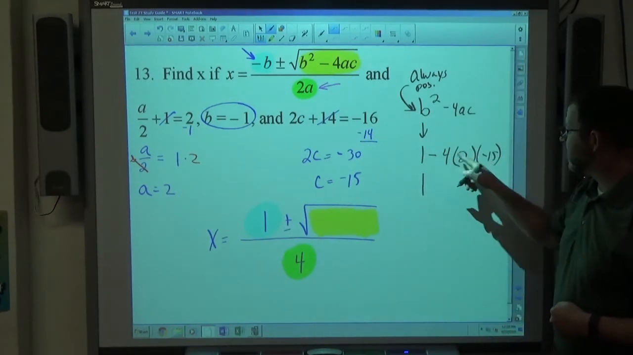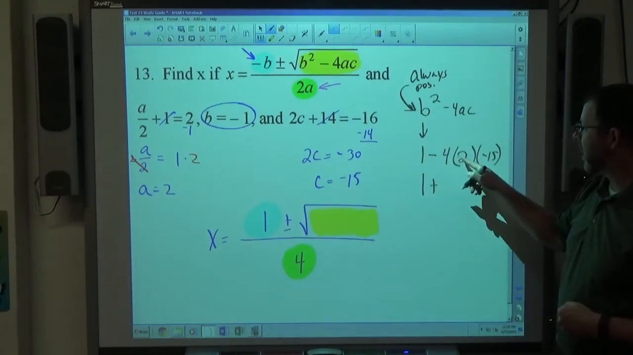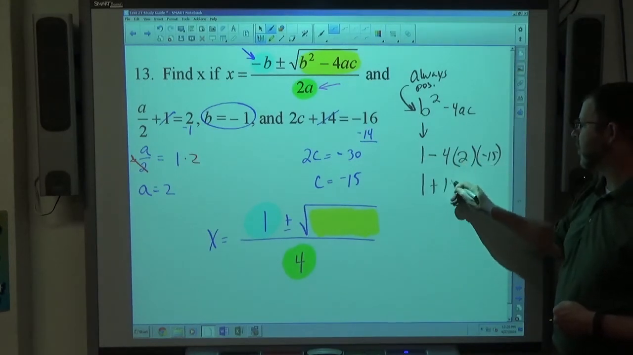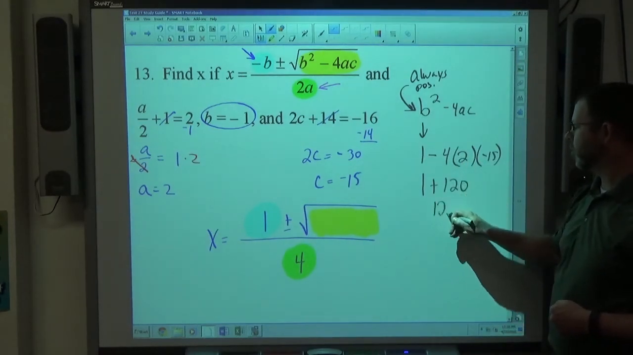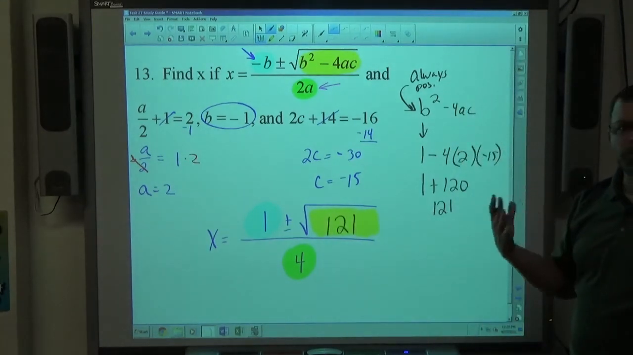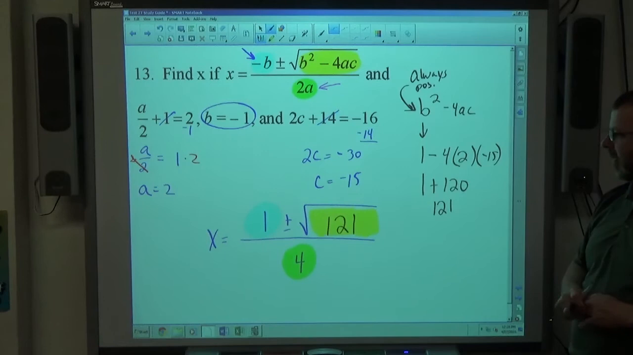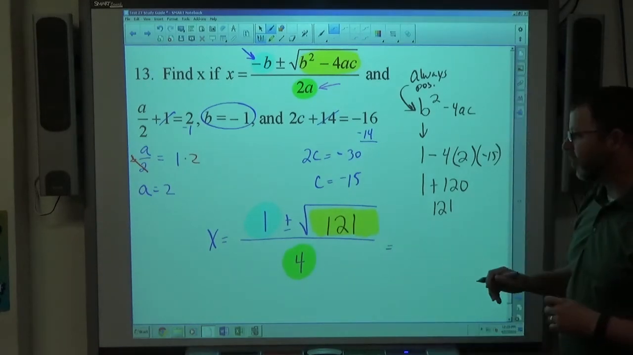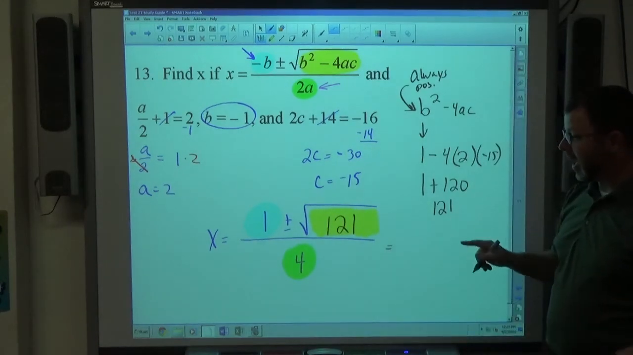So minus minus makes a plus. 4 times 2 is 8 times 15 is 120. 1 plus 120 is 121. So that's how you first create the structure of this object, and then we need to evaluate it if possible to the extent we can.